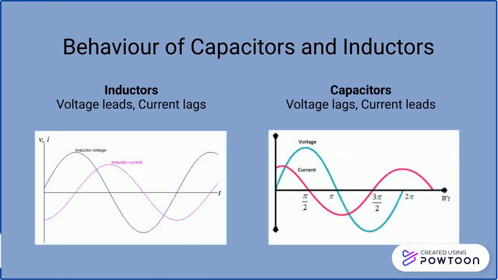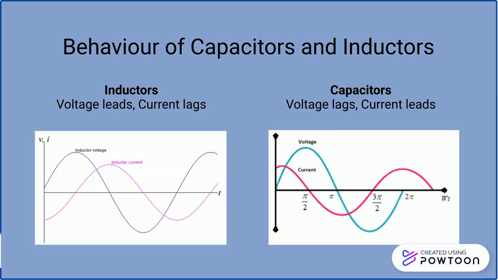As observed on the left, in the case of inductors, voltage leads and current lags, while as observed on the right, in the case of capacitors, voltage lags and current leads. This difference in leading and lagging can be described as a phase difference. In both cases, the phase difference between the current and voltage is 90 degrees or pi over 2 radians. This occurs because of how these components store energy.